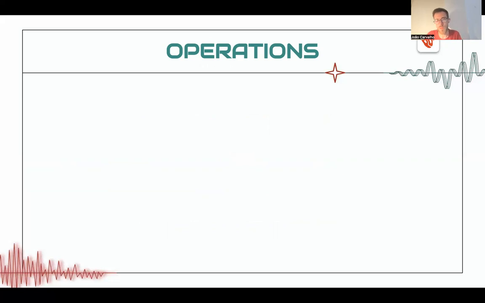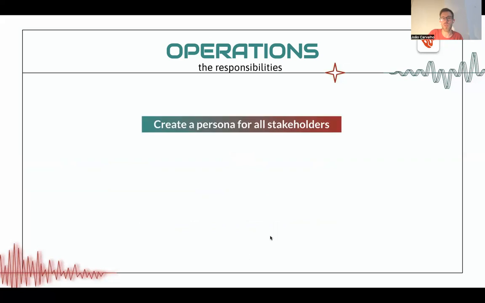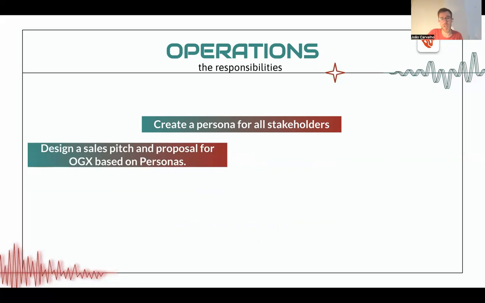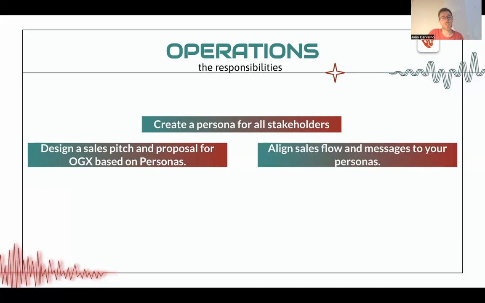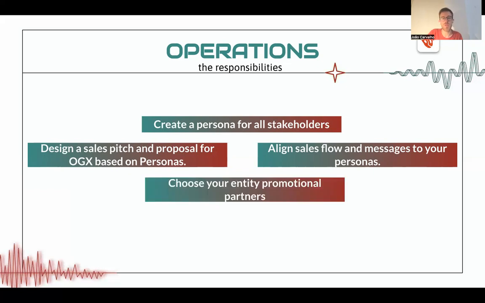One thing: B2C marketing and OGX don't work alone. You always need to work together with the others. That's why we have some responsibilities that are the same. For example, we always have the same responsibility of creating the personas together. It's a basis. And doing the pre-attraction all together. Then the sales pitch for OGX always needs to be based on personas. Let's have different types of sales pitch, not always the same sales pitch. Align the sales flow with the message, and at the same time choose your entity's promotional partners, because a lot of times the personas are different and the IR partners that we need to promote to the personas are different. So as you can see, B2C marketing and OGX always need to be aligned.